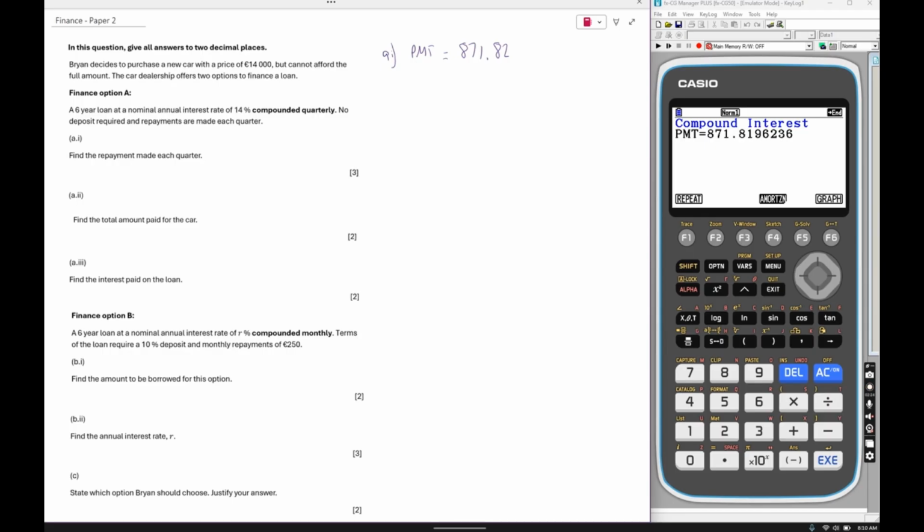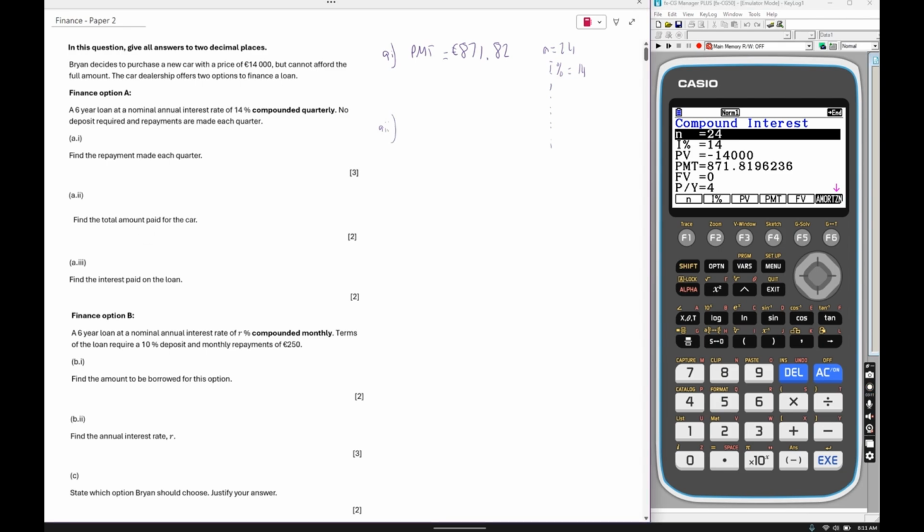Back to the question, it also says give all answers to 2 decimal places. This is the payment. So in the marking scheme, you get a mark for a correct answer. I should also include units, by the way, so British pounds. I also need to include all of the data from my calculator. So I would need to write out the first one, which is N equals 24. I% equals 14. All the way down, I'm not going to write it here, but you would need to write all of those data points that are in your calculator, just exactly as they are. That's for A(i).